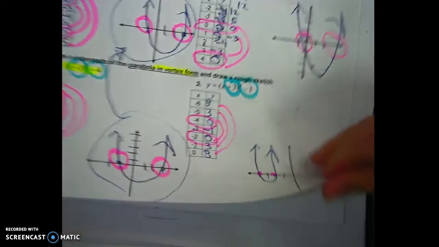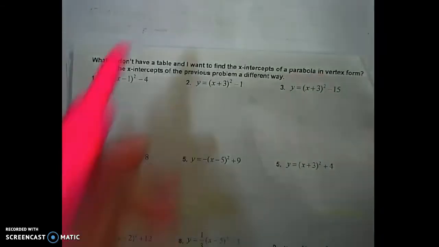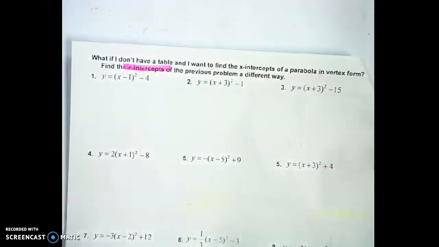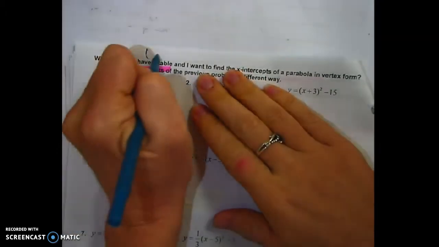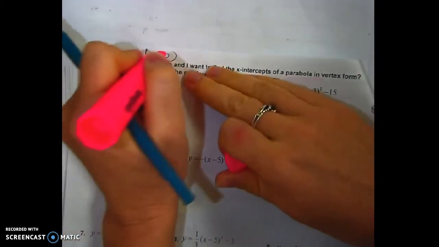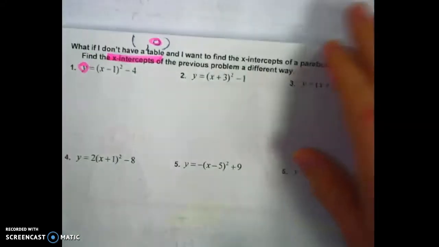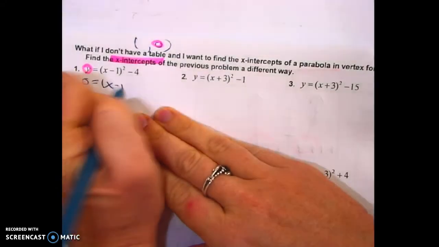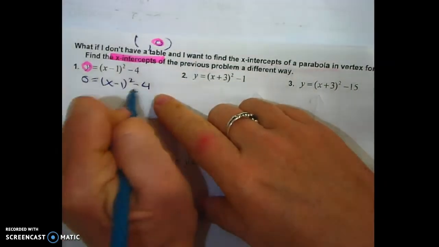All right. Now that we have a table, what are we going to do when we don't have a table and we're not going to graph it and we're not doing all that stuff? What we're going to have to do is something different. So remember how I said that this y value is 0? So what I'm going to do is put 0 in for y right here. Let me zoom that in a little bit. So it's going to be 0 equals (x minus 1) squared minus 4. And I have to solve. How I solve is I add 4 to both sides.